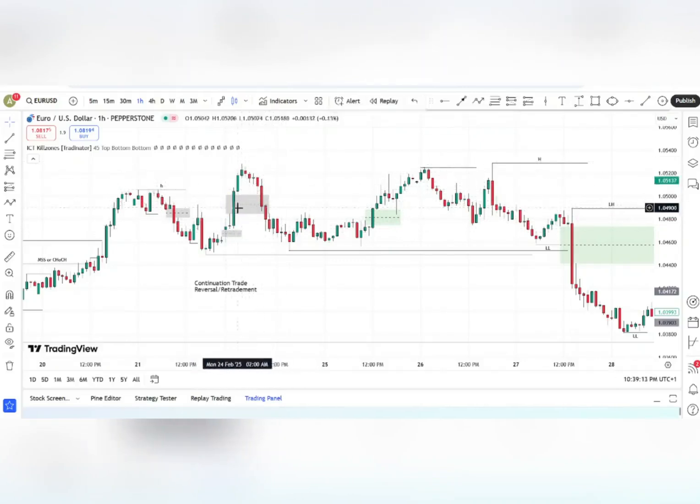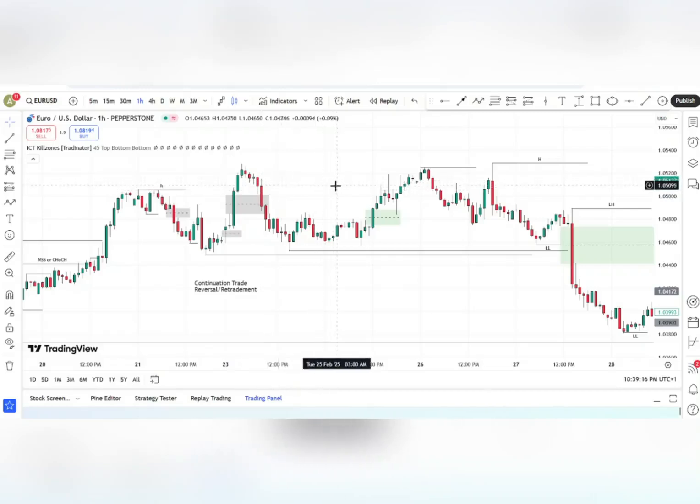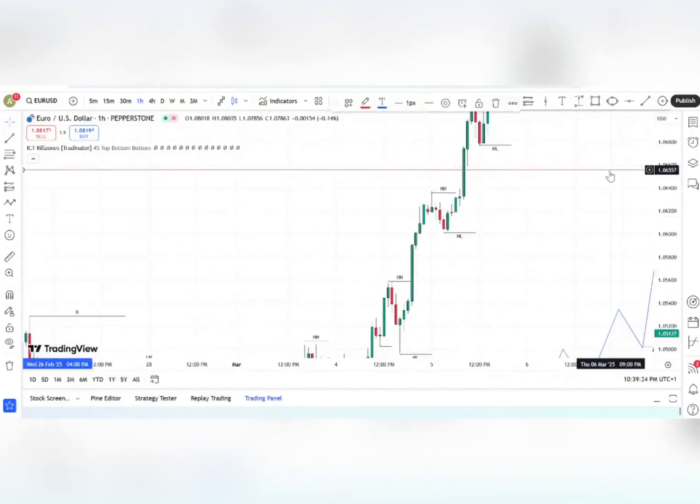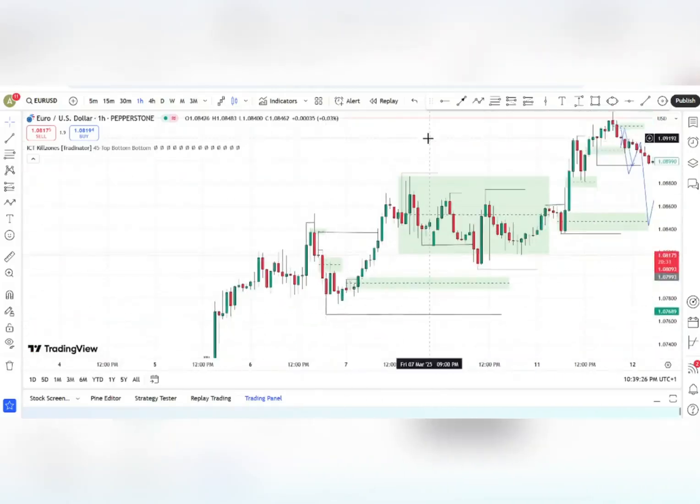So just take note of this. I'm not talking about entry models now. I'm just talking about the different liquidities you can make reference to in the market. So swing highs, swing lows, fair value gaps. The next one is imbalances.